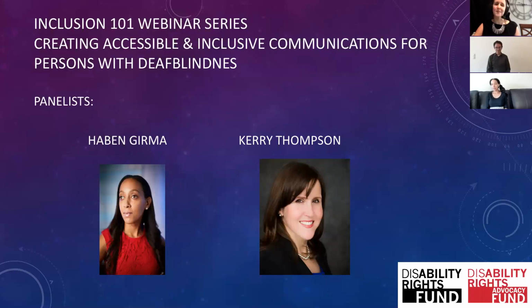So Haben Girma, my dear, wonderful friend for the last 10 years. She is the first deafblind person to graduate from Harvard Law School, and she is an advocate for equal opportunity for people with disabilities. President Obama named her a White House Champion of Change. She travels the world teaching the benefits of inclusion. She has also written a wonderful book called Haben, the Deaf-Blind Woman Who Conquered Harvard Law. This has been praised by the New York Times, Oprah Magazine, and the Today Show.